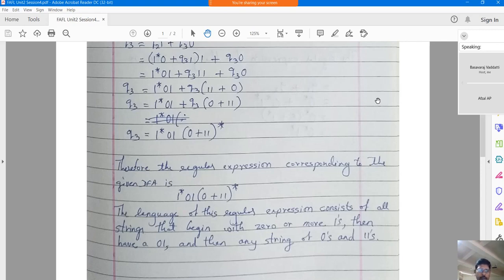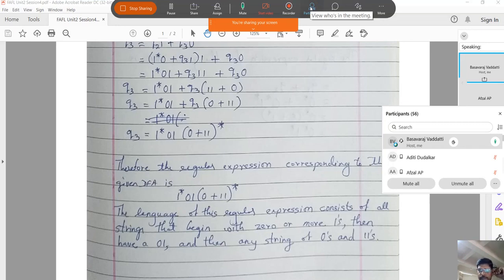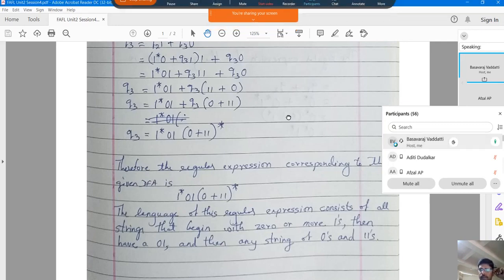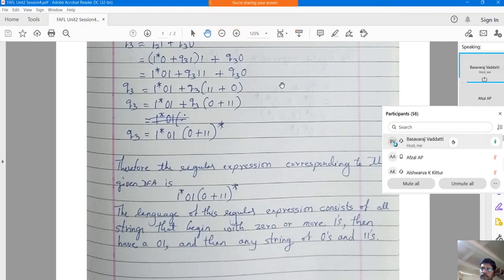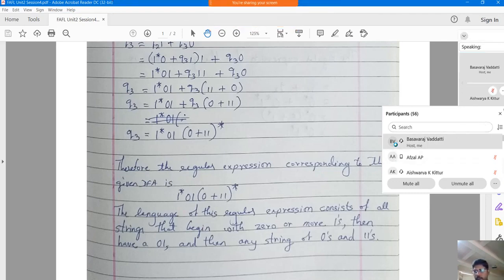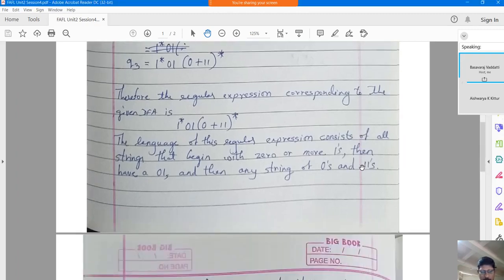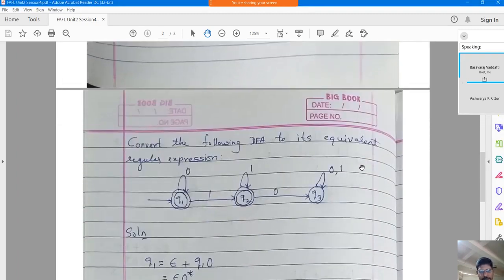Is it clear how to write a regular expression for the given DFA? Okay, then that's fine. We'll move on to the next example. Let us take one more example.